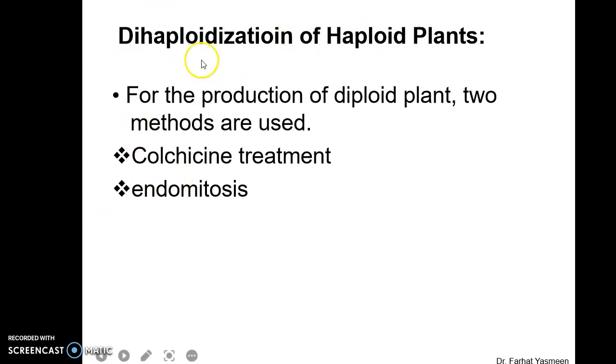Dihaploidization of haploid plants, what does it mean? If you wish to make a diploid plant from the haploid plants, or you want to make pure lines for the breeding program, then this is the best method for the formation of diploid plants or pure lines.